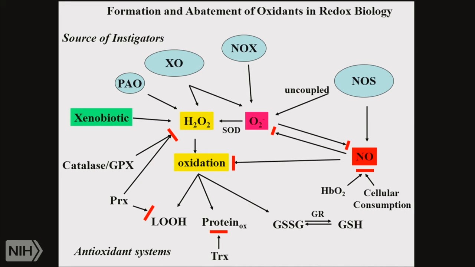And one of the chief scavengers of NO, of course, is oxyhemoglobin. This is like the black hole for nitric oxide. Nitric oxide actually reacts with oxyhemoglobin. This is why it doesn't just spread across your body. Also, cells can consume nitric oxide very effectively as well. So with this all in mind here, we have both the instigators, productions of these redox reactions. We also have many antioxidant and consumption mechanisms that regulate this system.